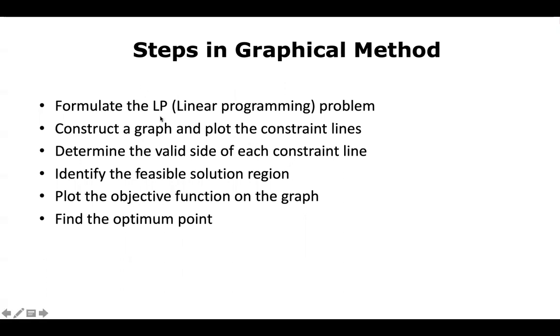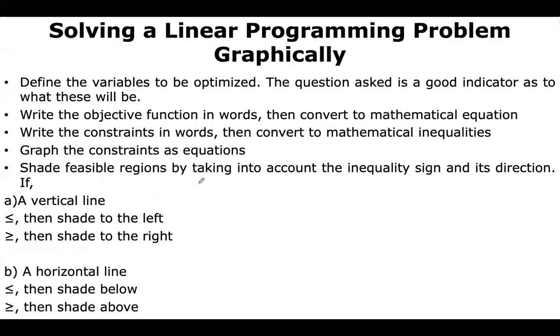So we'll first formulate the problem, then we'll construct a graph and plot the constraint lines, determine the valid side of each constraint line, and then we will identify the feasible solution region. Okay, where will our optimal solution fall? Okay, and then plot the objective function on the graph and find the optimum point. Okay, so these are some of the steps involved.